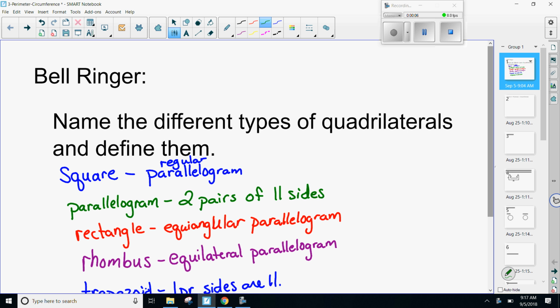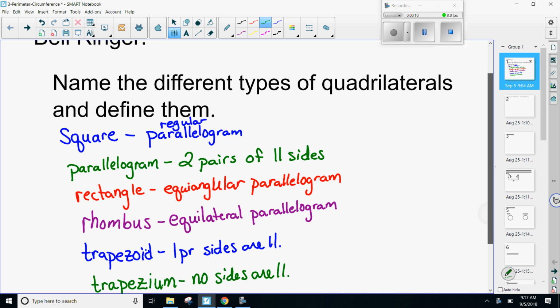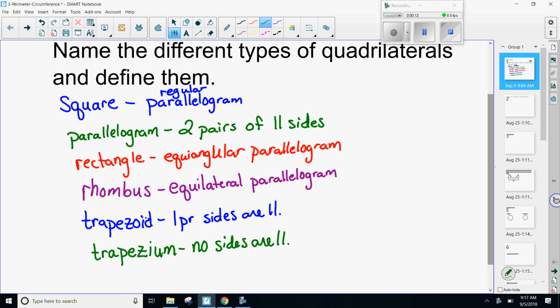Yep. So just a review from yesterday, we have the different types of quadrilaterals. If you start off, you either have a parallelogram where you have two pairs of parallel sides, or you have a trapezoid where you have only one pair of parallel sides, or you have a trapezium where you have no sides that are parallel to each other.